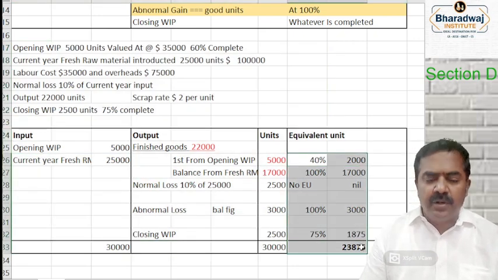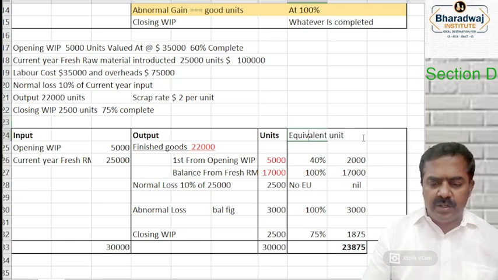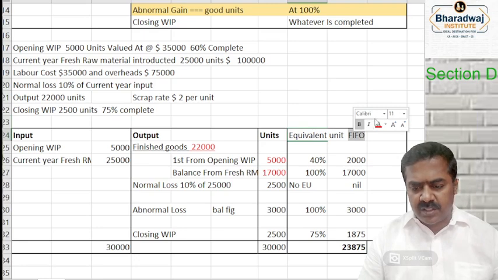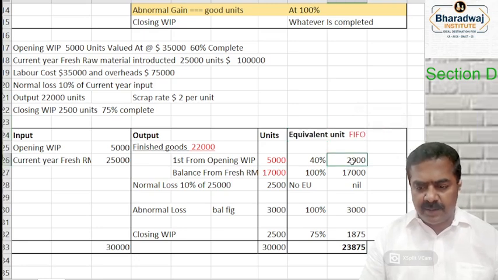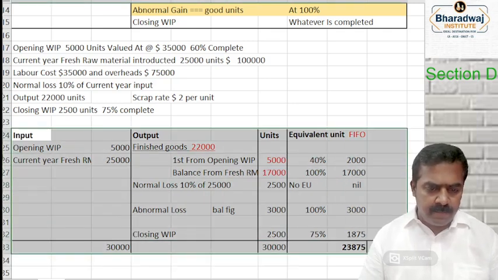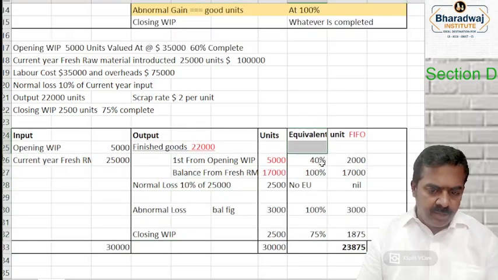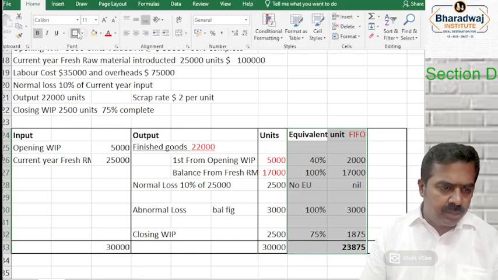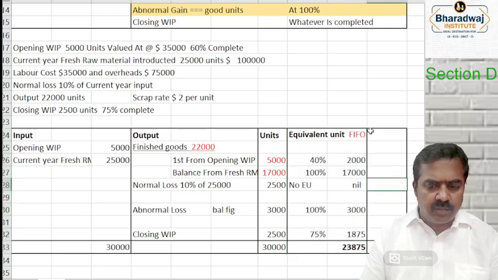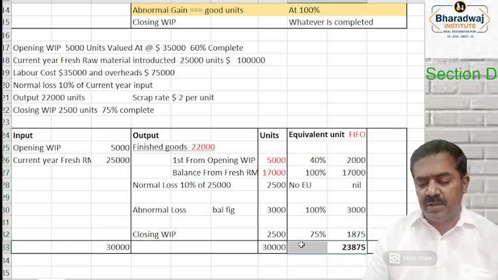Otherwise, this is the equivalent units completed. We are following which method? FIFO method. Equivalent units using which method? FIFO method. FIFO method means first brought in, first completed.